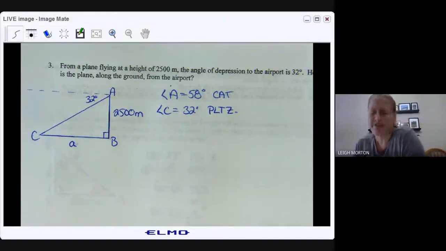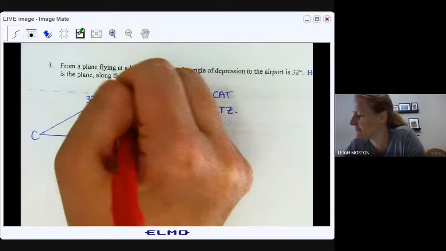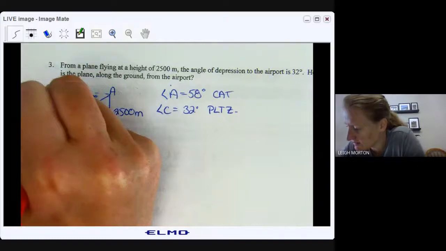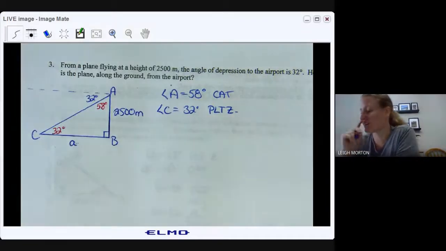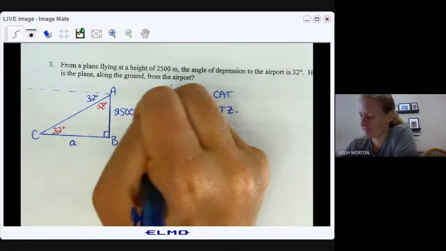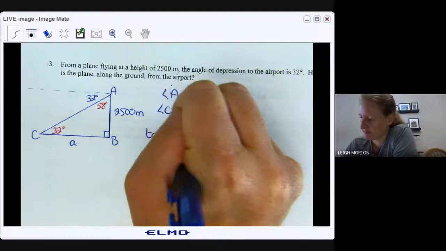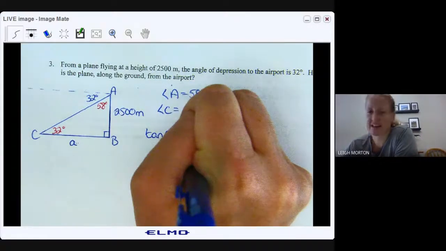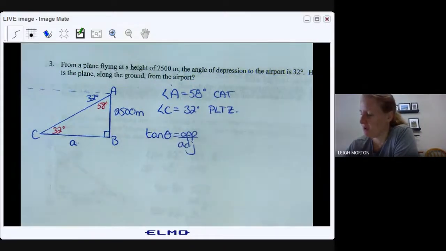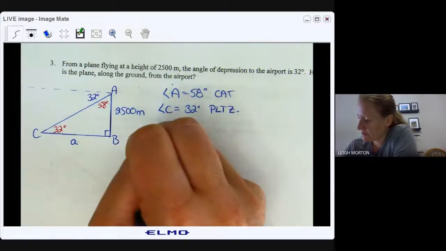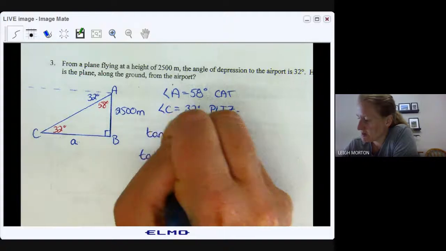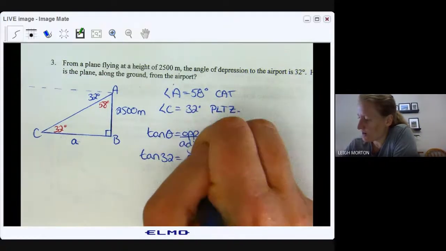Go ahead, choose your favorite ratio. Not favorite, one of them won't work. Two of them won't work. It has to be tangent, because we don't want anything to do with the hypotenuse right now. Okay, I'm going to work with angle C this time. So tangent of 32 is 2,500 over A.